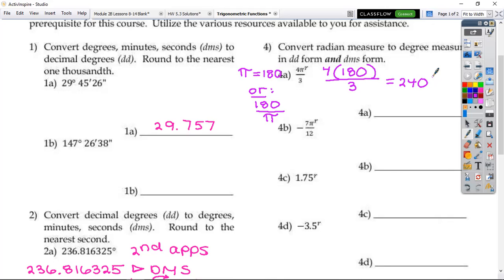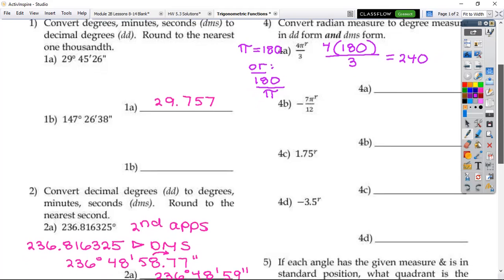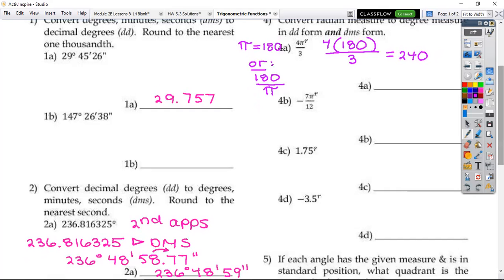What does 4c not have? The pi. Good. So I am going to go 1.75. Again, the radian exponent just means it's in radians. You don't do anything with that. And I am going to multiply this by 180. And I have to divide by pi because it does not cancel in this capacity.